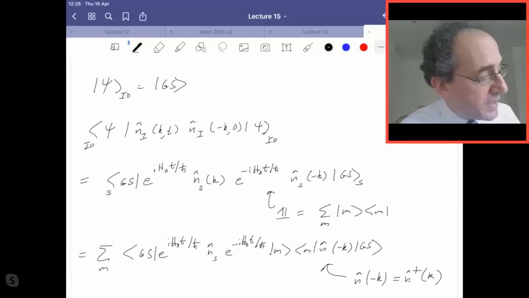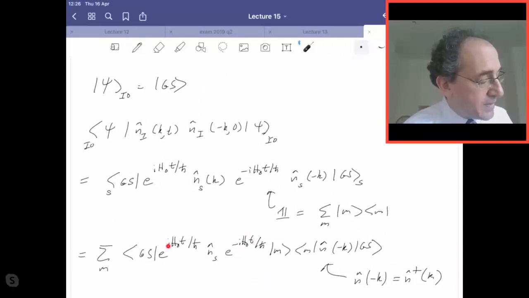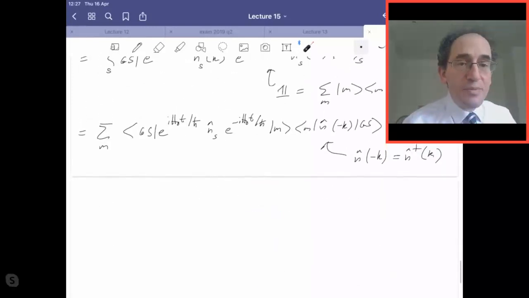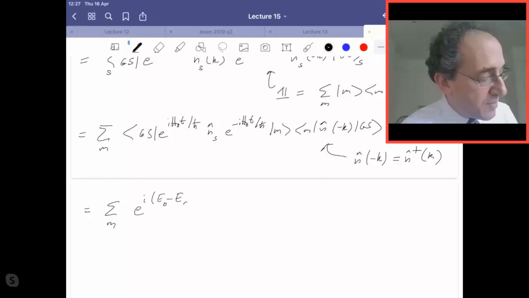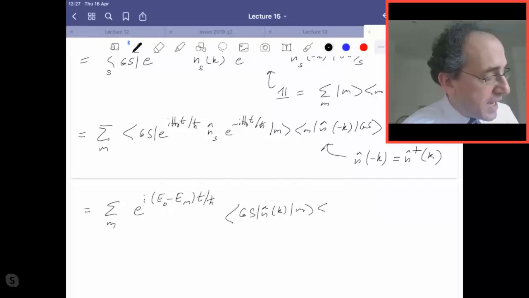And here we know that these things are going to give us e to the minus i energy t, where m is an eigenstate and the ground state is an eigenstate also. So this thing becomes equal to the sum over m of e to the i, energy naught minus energy m, times t over h bar, and then ground state, n hat of k, m, m, n hat of k dagger, ground state.